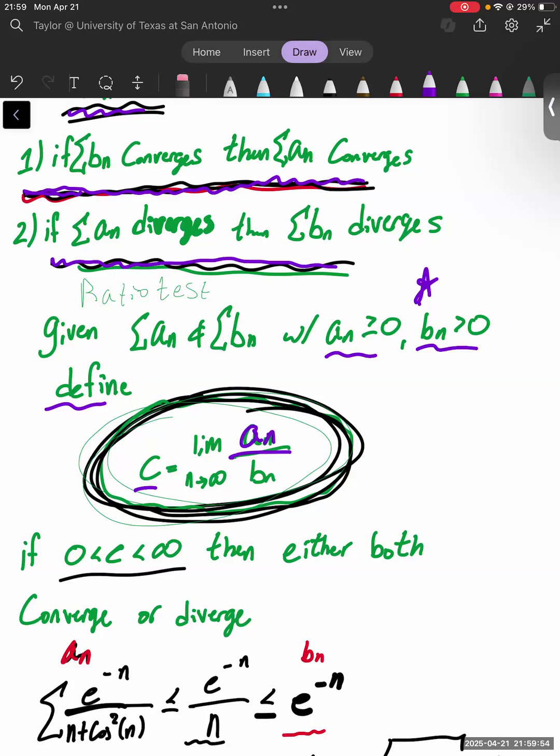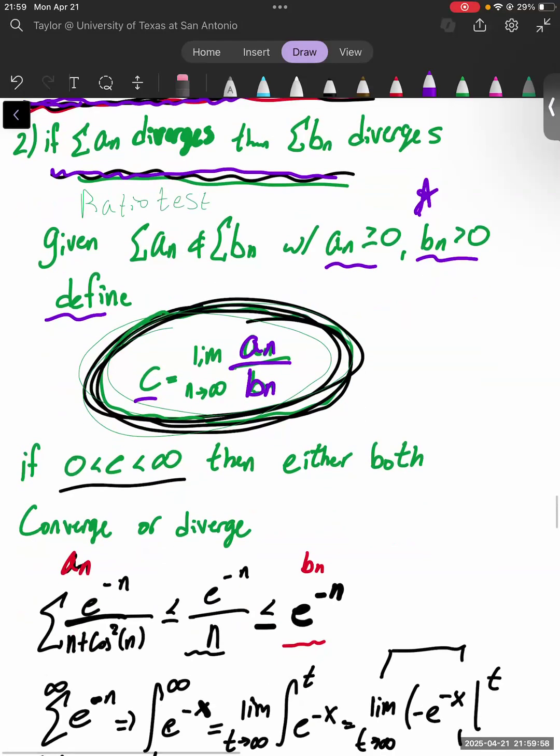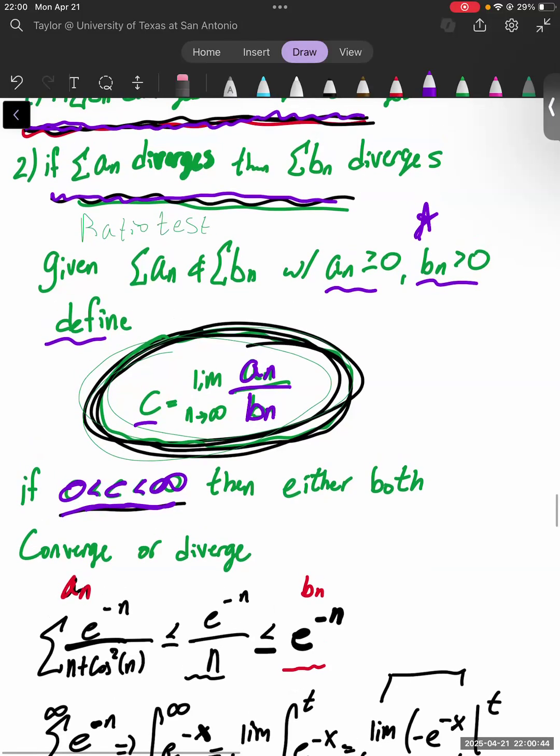of the ratio of our two sequences. And some little facts about C: what C tells us is that if C is greater than 0 but also finite, less than infinity, then either both converge or both diverge. So seems confusing? Don't worry, we'll talk about it.